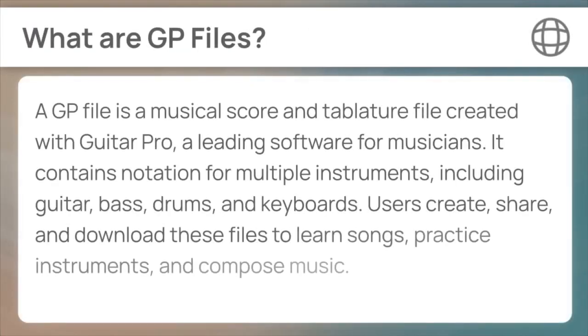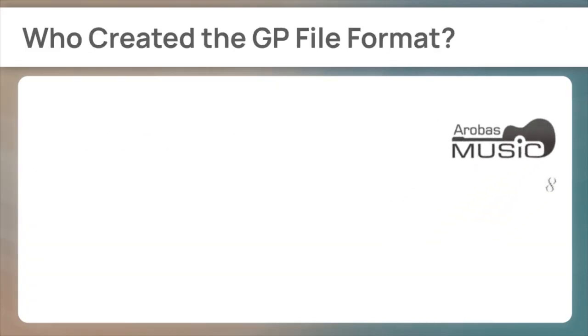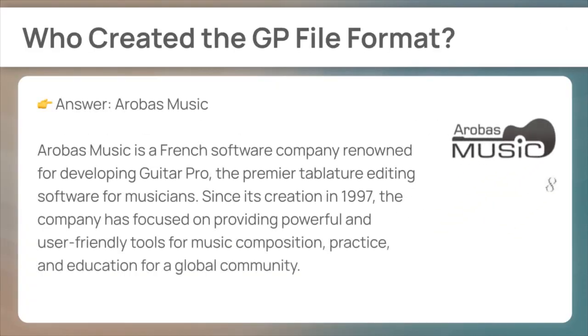A GP file is a musical score and tablature file created with Guitar Pro, a leading software for musicians. It contains notation for multiple instruments, including guitar, bass, drums, and keyboards. Users create, share, and download these files to learn songs, practice instruments, and compose music.